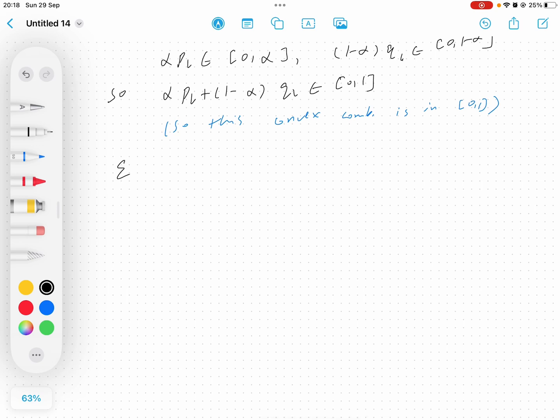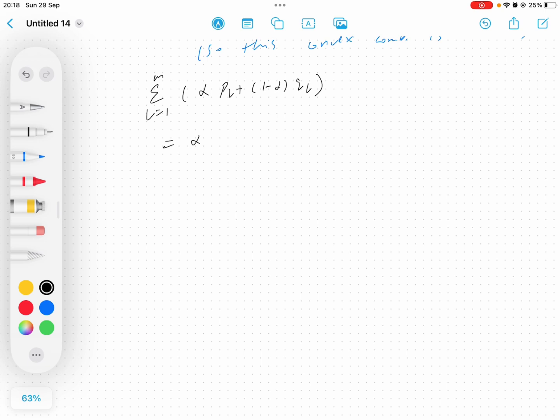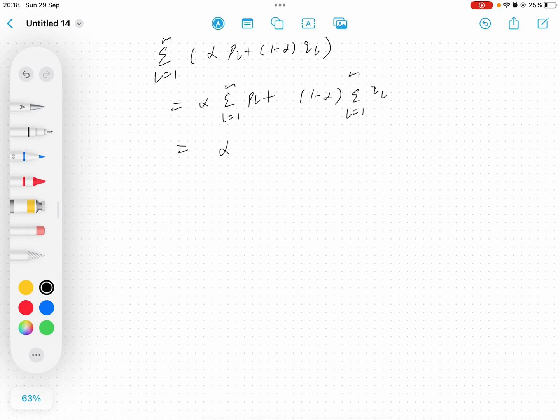What else we can get is the summation over l of alpha pl plus 1 minus alpha ql. We also need to show that this is 1. And actually it is, because we can push the summation into the brackets and pull alpha and 1 minus alpha out. So this is alpha times the sum of pl plus 1 minus alpha times the sum of ql, which is alpha times 1 plus 1 minus alpha times 1, which is 1, right? So that's the first part of this proof.